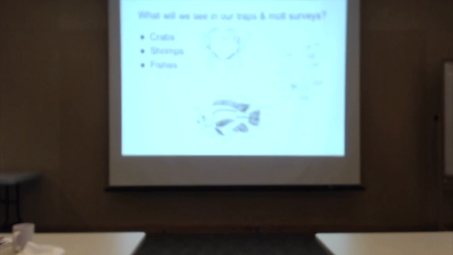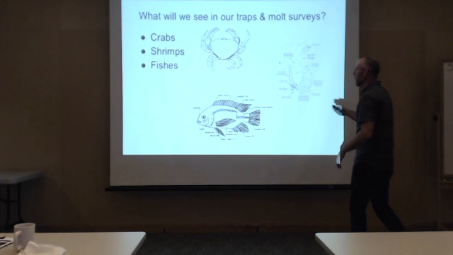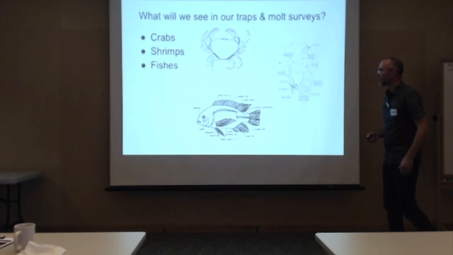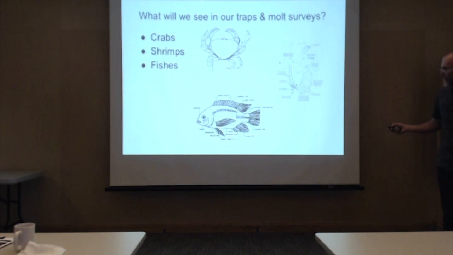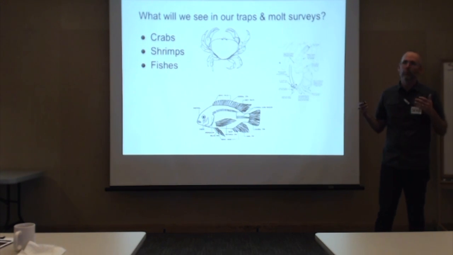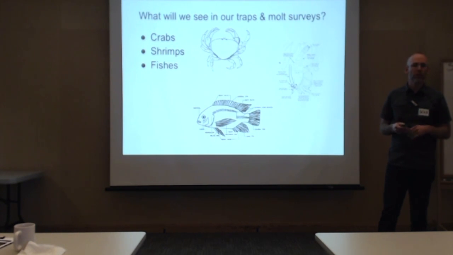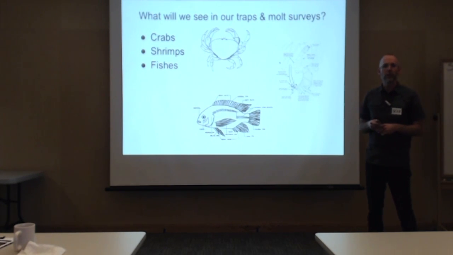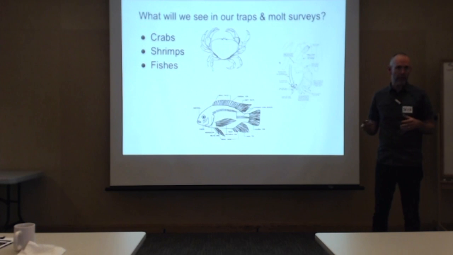Okay, so I'm going to talk about crabs first because I'm a crab guy, and then I'm going to move on to shrimp, and then I'll talk a little bit about fish as well. And so I'm going to split it up that way. Our traps catch a lot of crabs and a lot of fish primarily, but the surveys that we do along the shore, that Emily will talk about later, we'll be looking at molts of crabs primarily.